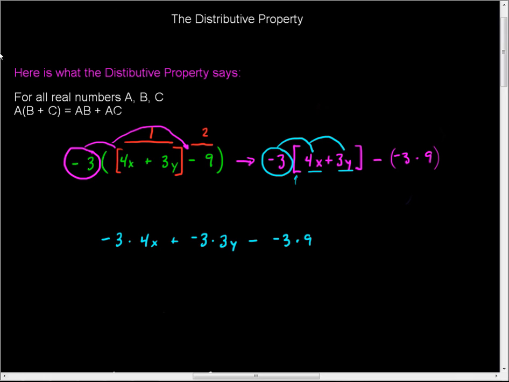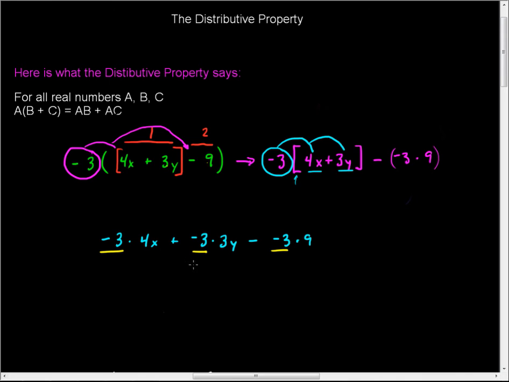Notice that the end result is that I've distributed my negative 3 to each of the 3 terms. Using this exact same technique, you can extend this into as many terms as you want.